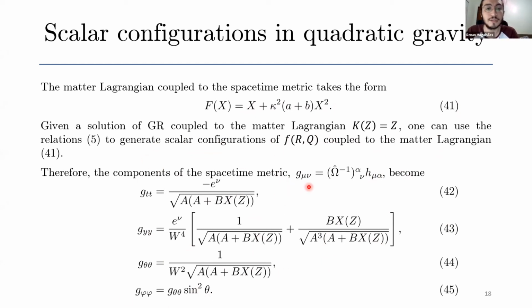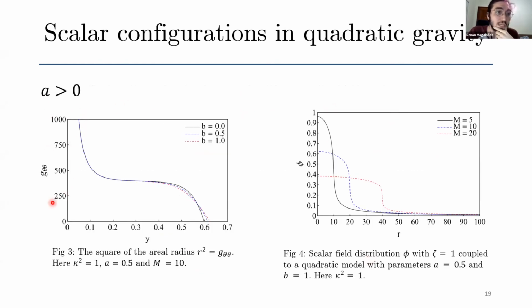To visualize which kind of spacetime this metric can describe, let's analyze the area radius of these solutions. For positive values of A, the area radius has the same behavior as general relativity as y approaches zero. And when y is increased, the behavior of the area radius is changed. It's important to notice that, different from general relativity, now the center of the solution is reached at a finite value of the y coordinate.